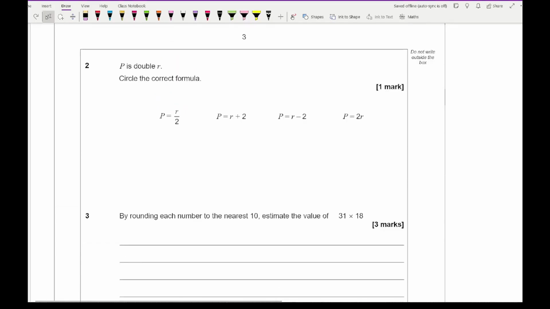Then for question 2, it says P is double R. So that means that P equals double of R. So the correct answer is going to be our fourth option.